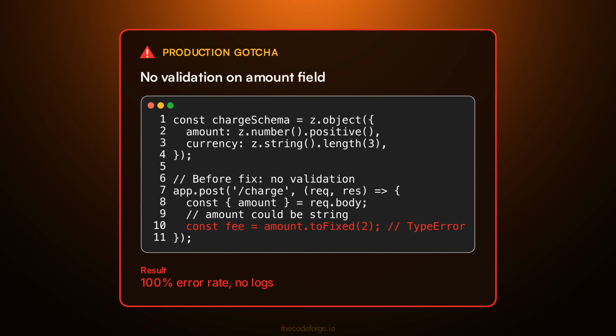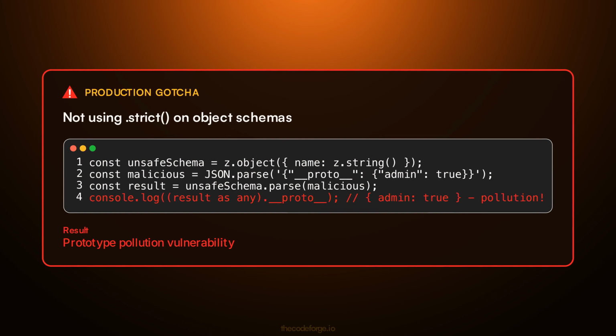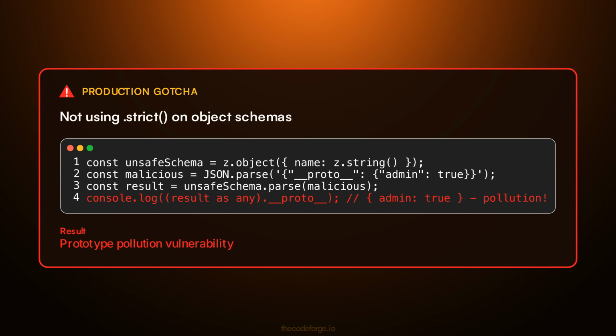This is the exact code that caused the incident. The amount field was not validated, so a string slipped through and caused a type error. Always validate at the boundary. Without strict, Zod allows unknown keys including __proto__. This can lead to prototype pollution attacks. Always use strict on schemas parsing external input.